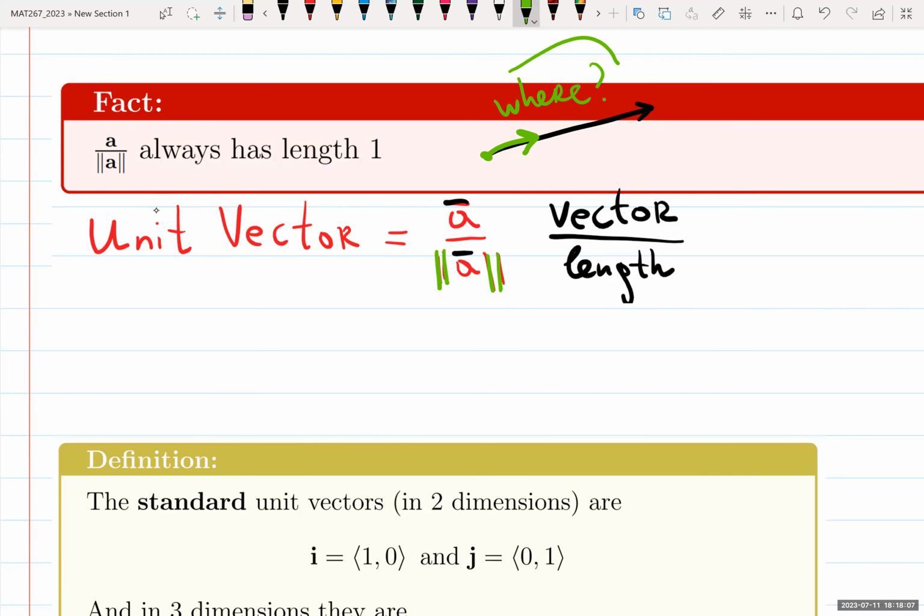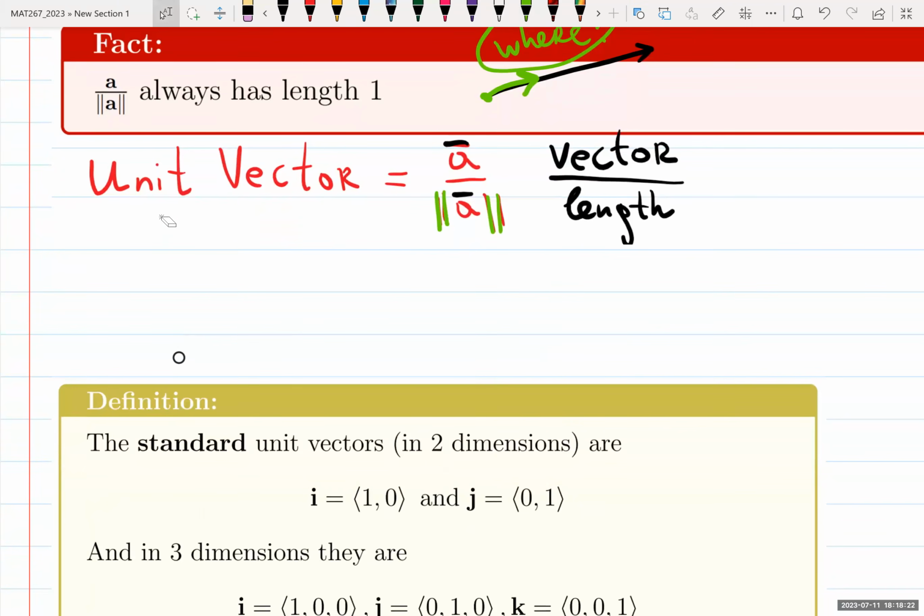So if I just want to see where stuff is going, where this wind is heading, then I divide by its size and call it the unit vector. So it's the original vector divided by length, which means the direction will stay, but the length will shrink to 1. That's called a unit vector.